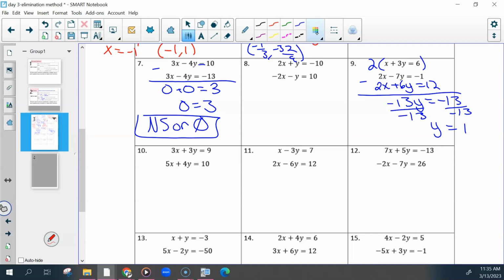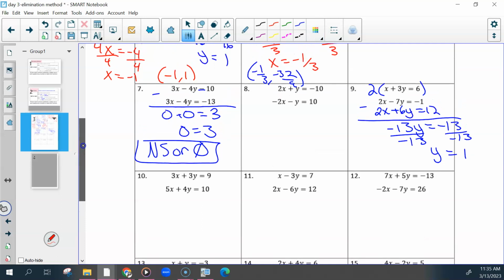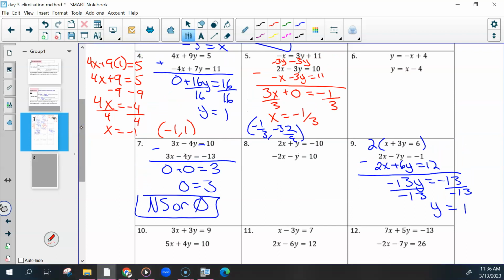And then put that y value into one of the equations. Solve for x. I'm going to put it into the first one. So we have x plus 3 times 1 equals 6. X plus 3 equals 6. Get rid of the 3 by subtracting. 3, 1, bless you, would be our final answer.